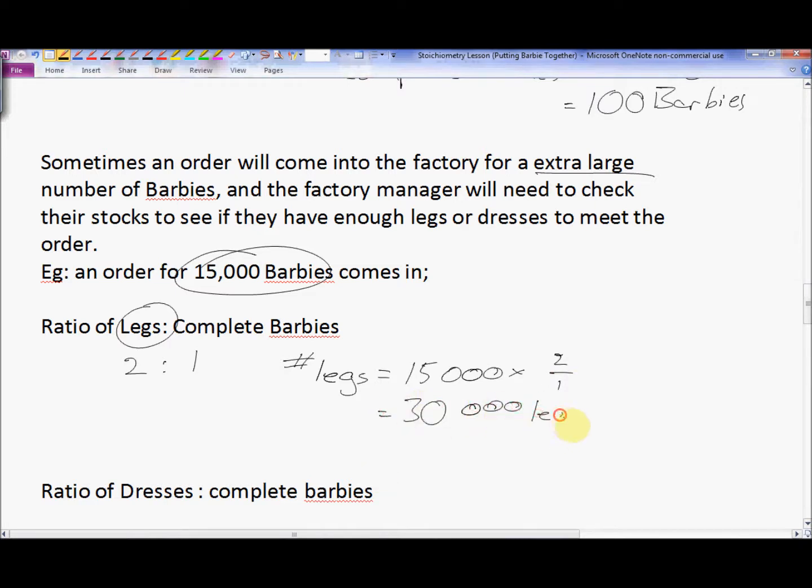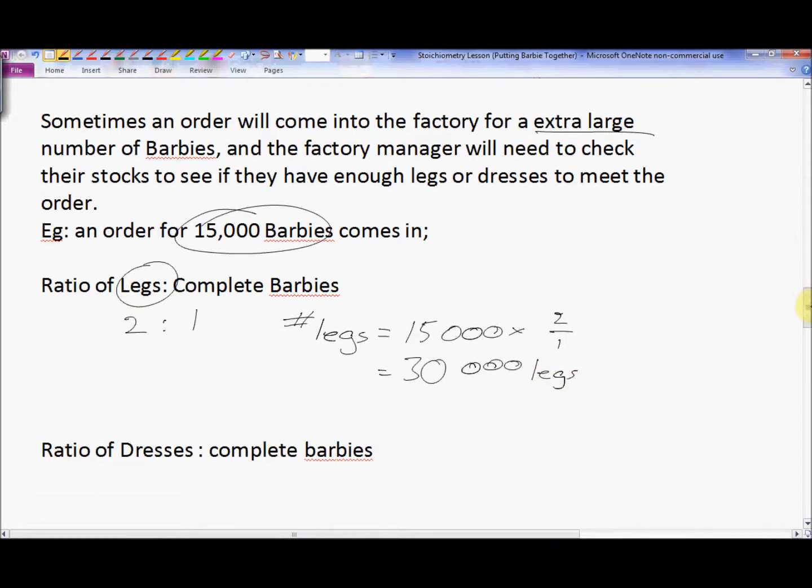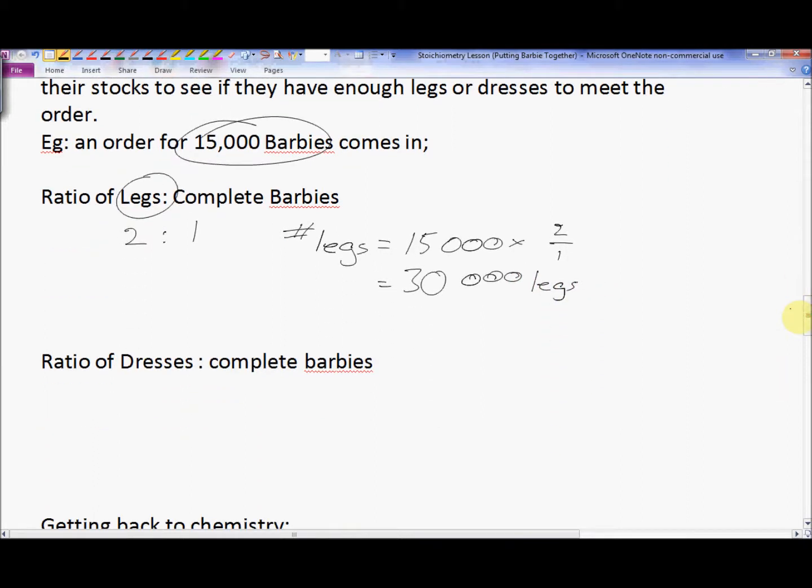And the ratio of dresses to complete Barbies. So trying to plan for the number of dresses that we would need, you need 1 dress for every 1 Barbie. So the total number of dresses that you would need for your order of 15,000 would be 15,000 times 1 over 1 gives us 15,000, which was kind of obvious, but just spelling it out here. So 15,000 dresses for 15,000 Barbies.